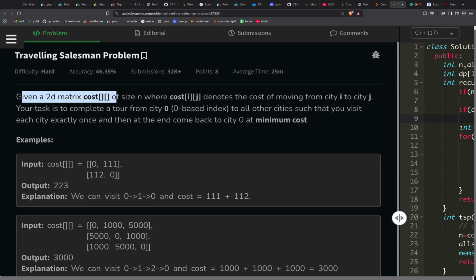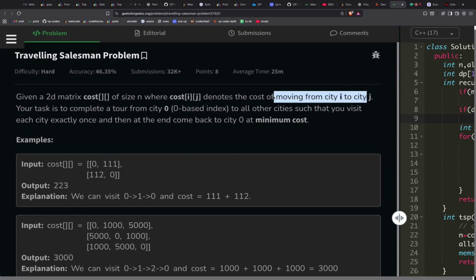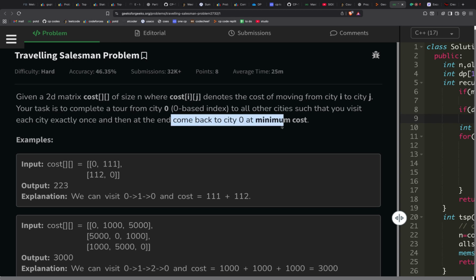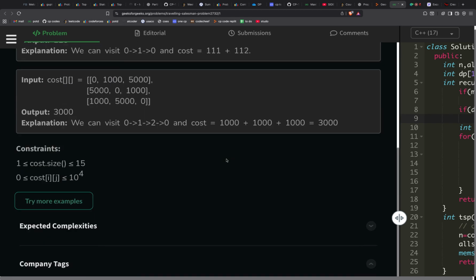Given a 2D matrix cost of size n, where cost[i][j] denotes the cost of moving from city i to city j, your task is to compute a tour from city 0 to all of the cities such that you visit each city exactly once, and then at the end come back to city 0 at minimum cost. The constraint is that n is 15 at max.